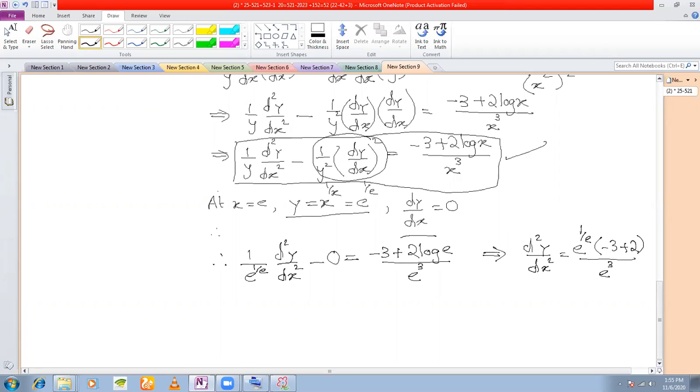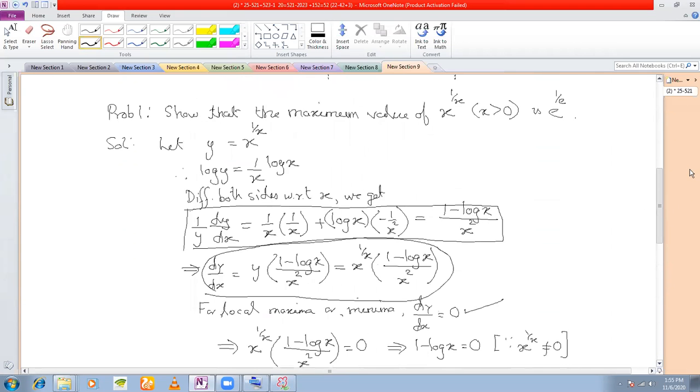What is the sign of this? This is positive. Only this is negative. That means the sign of this is less than 0. Therefore, at x equal to e, there is a point of local what? Maxima, because the second derivative is negative.